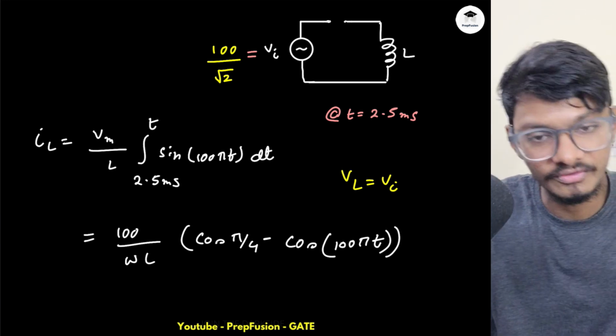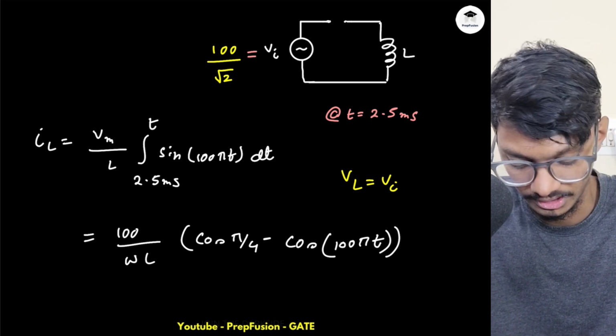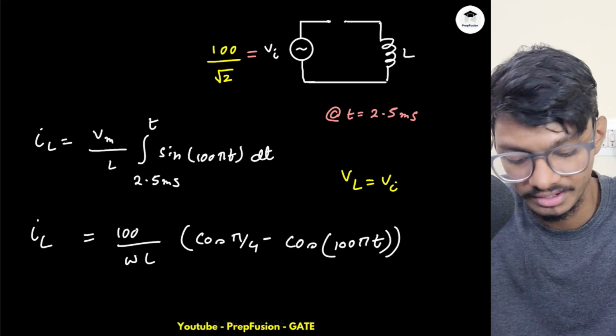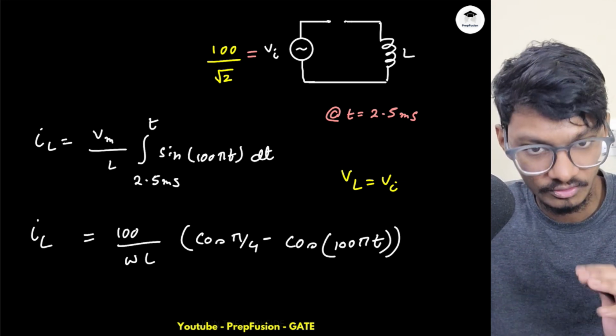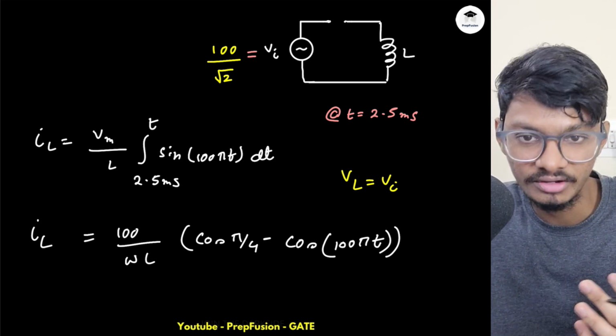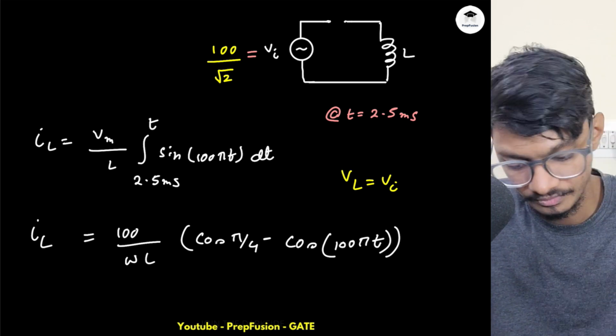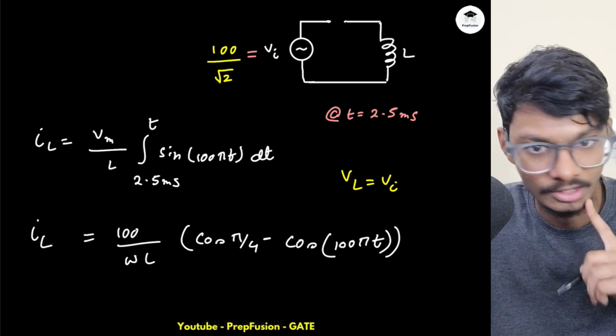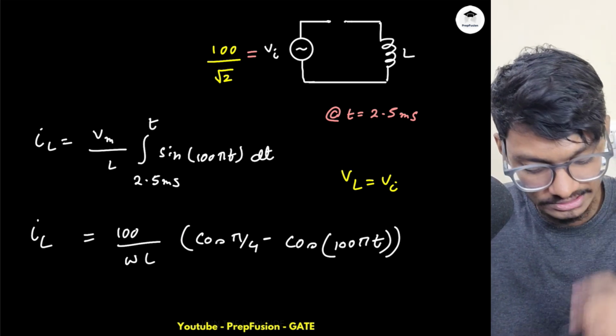Now what do we have to find? We have to find the maximum current, right? This is the expression for current IL. What will be the maximum value of the current? What is the peak value of current? First of all, I have to understand, before even reaching the maximum value, does it go to 0 again? If this goes to 0 again, then it won't ever reach the maximum value. So does it reach 0?